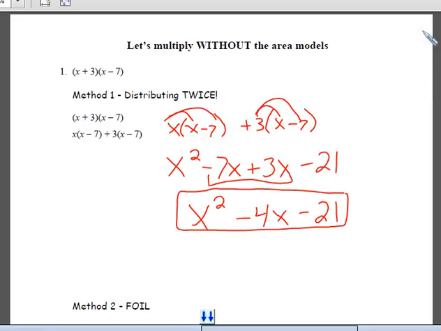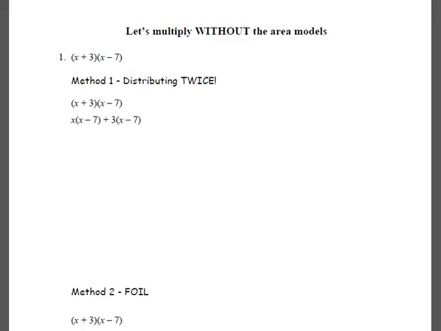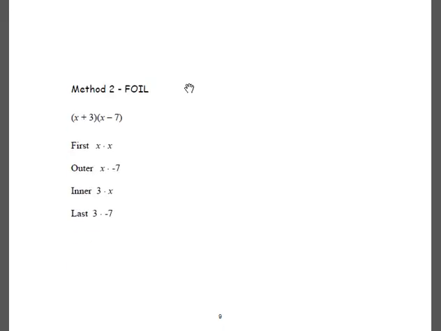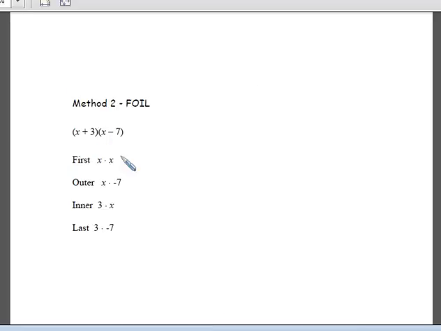And then the last strategy is called FOIL. This is very old school. You might even be able to find some parents who remember this. Again, I kind of wish this wasn't written out for you, but let me talk about what it stands for. F stands for first, meaning the first term in each binomial. So go ahead and copy what I write here. Basically, it's going to be this times this. So draw a nice little arc from x to x.